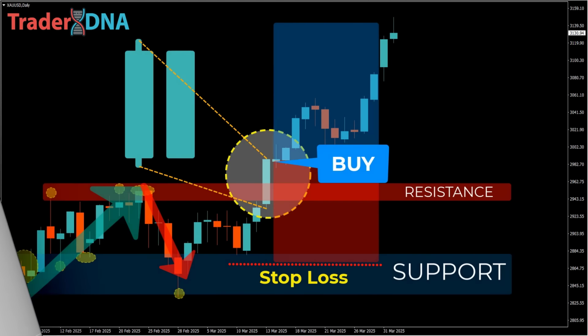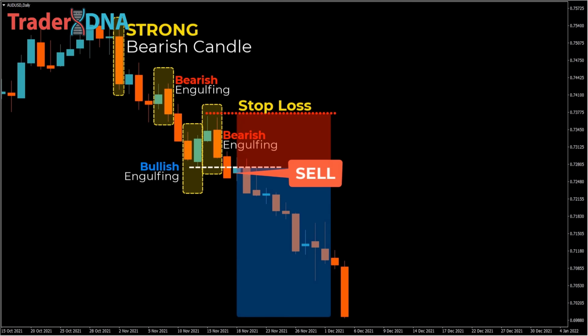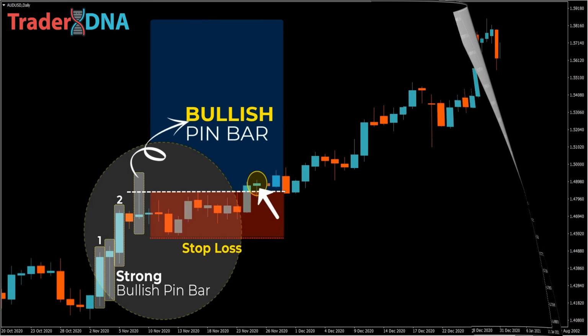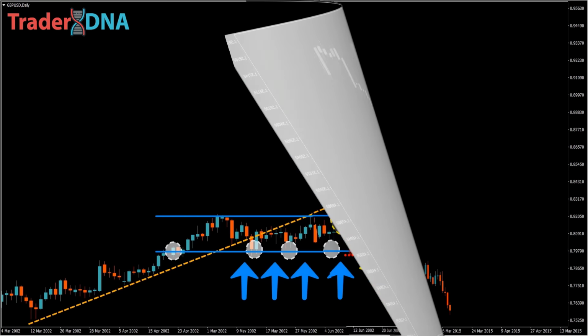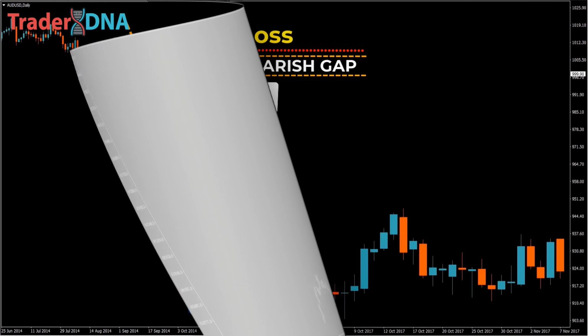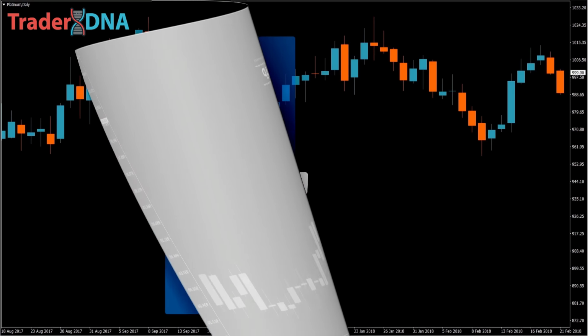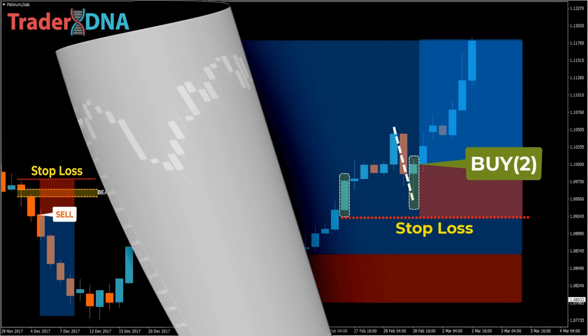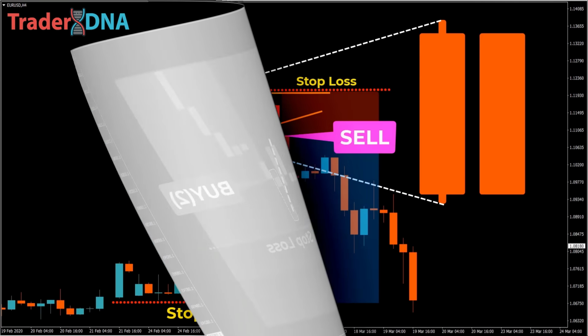Master these 8 price action signals and take your trading to the next level. Now you've got a solid grasp of the 8 key price action signals that help you spot strong trends and identify high probability trade entries with confidence. But we're not stopping here.